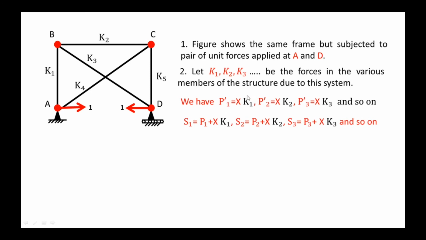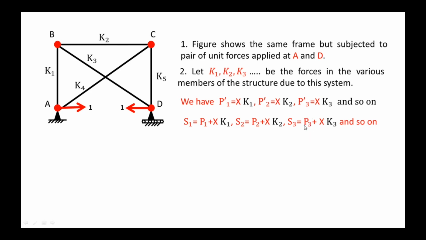So from this equation we can say that S1 is equal to P1 plus P1 dash. P1 dash is what? X into K1. P2 dash is equal to X into K2. S3 is equal to P3 plus P3 dash, but P3 dash is equal to X into K3, and so on. So we got the equations: S1 is P1 plus X into K1, S2 is equal to P2 plus X into K2, S3 is equal to P3 plus X into K3.